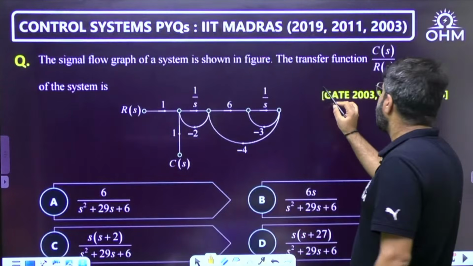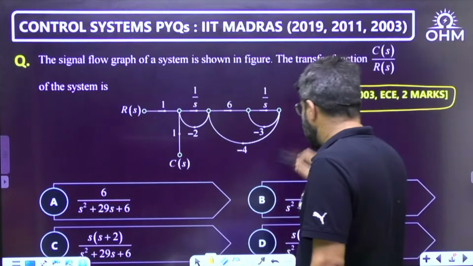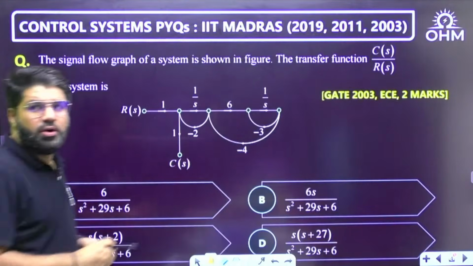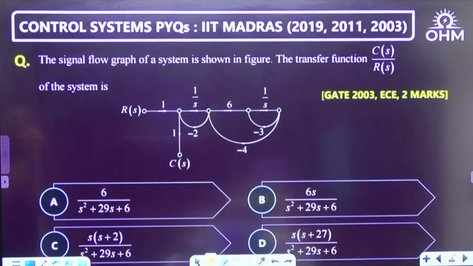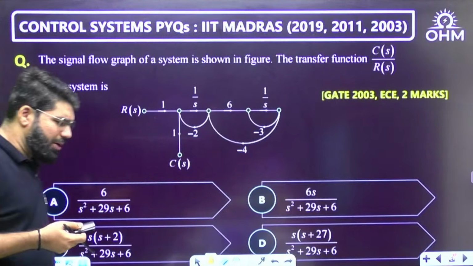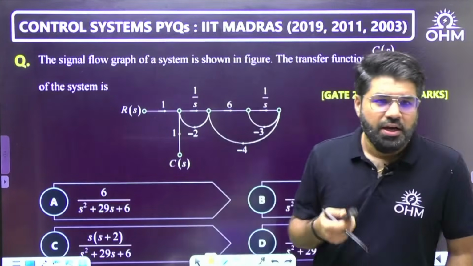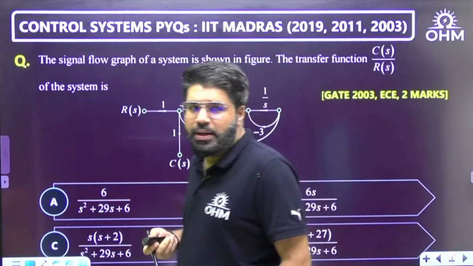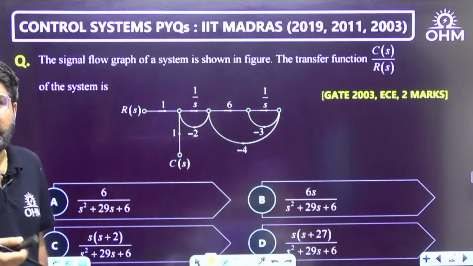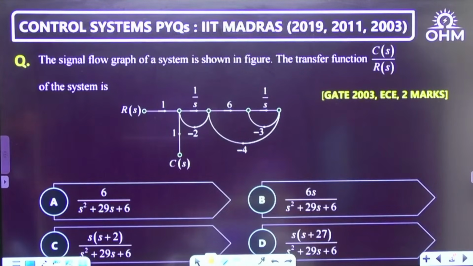Now let's get started. GATE 2003 EC 2 mark question. This is the first one, signal flow graph. Let's start with the fundamentals. Topic by topic we'll go: signal flow graphs or block diagrams, then time response, errors, Routh-Hurwitz, root locus, frequency domain plots and specifications, steady state, state space analysis, all those things. Let's move forward.